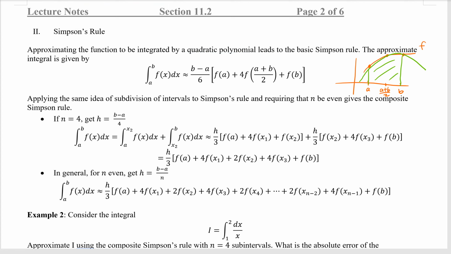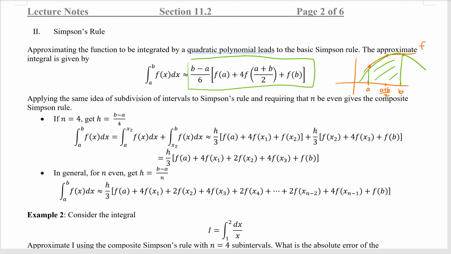And the formula of this area is b minus a over 6 times f of a plus 4 times f of the midpoint plus f of b. Okay, so the middle guy here gets multiplied by 4. We are not gonna go over why this formula is true, okay? But if you're interested, please come to ask me. I'm very happy to go over it with you.